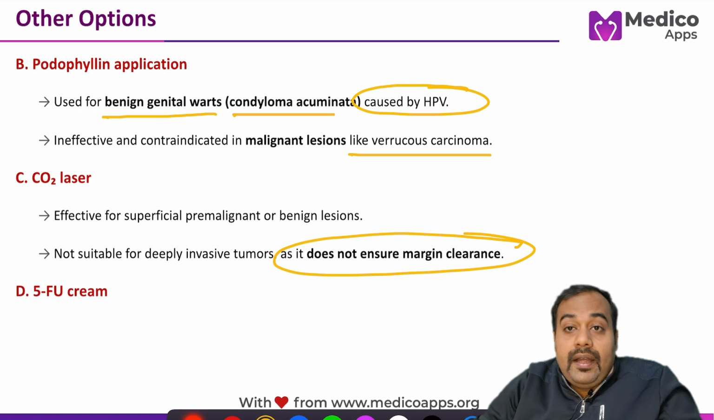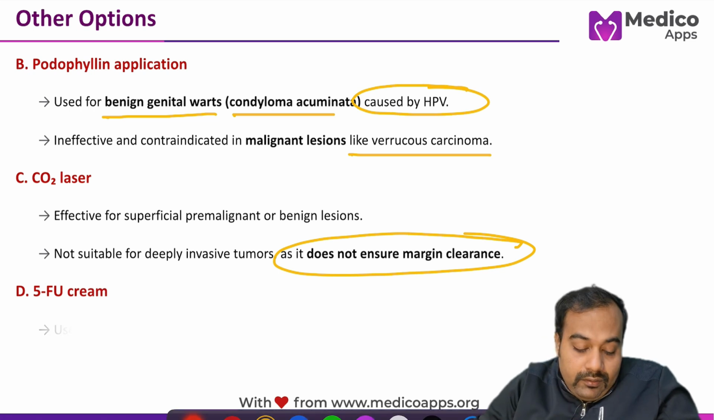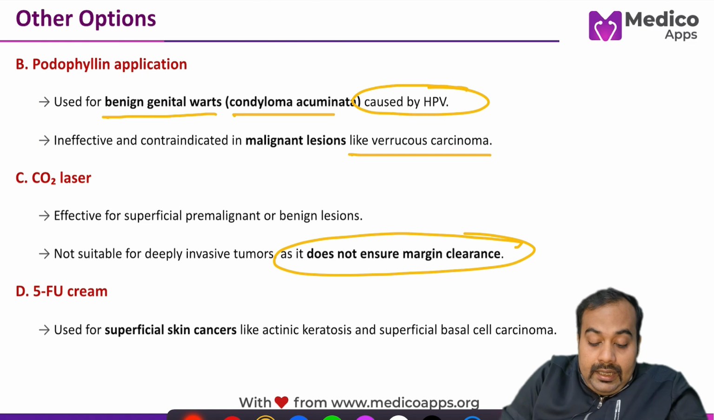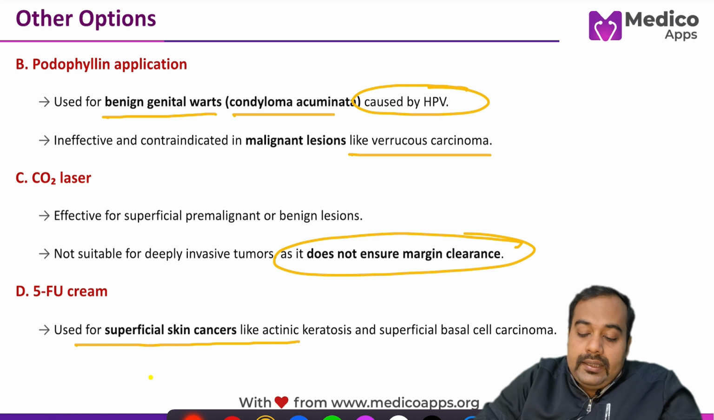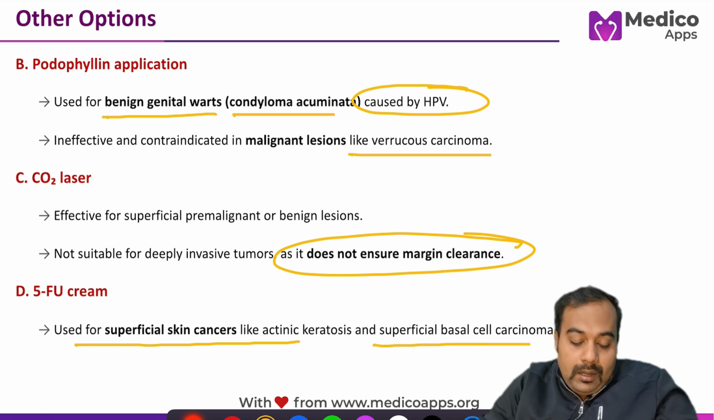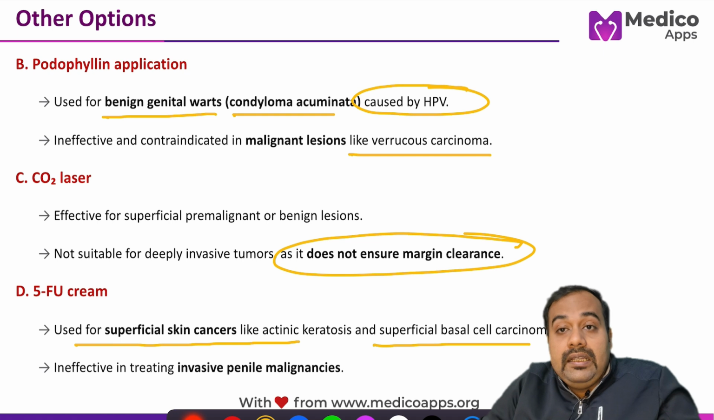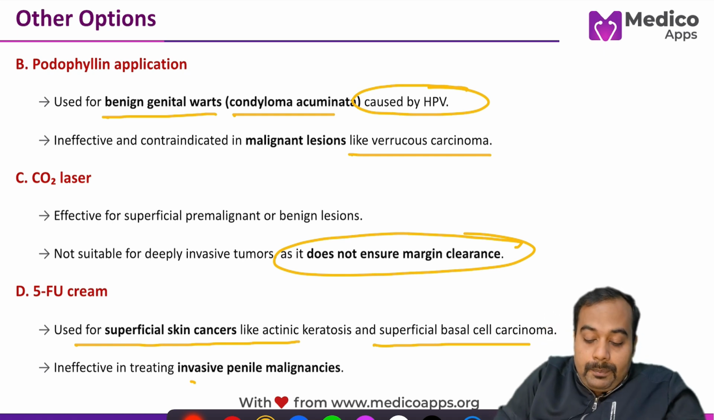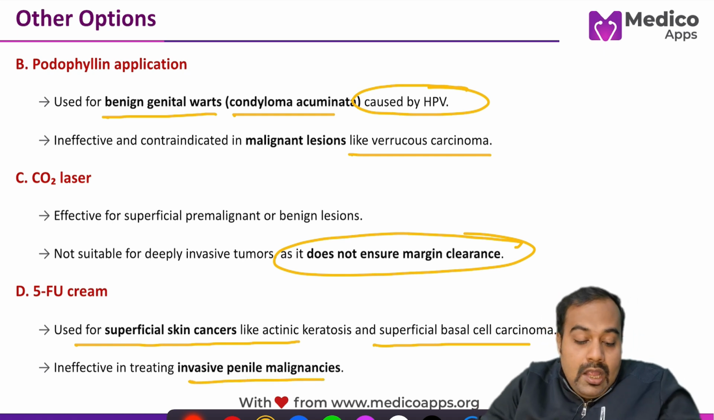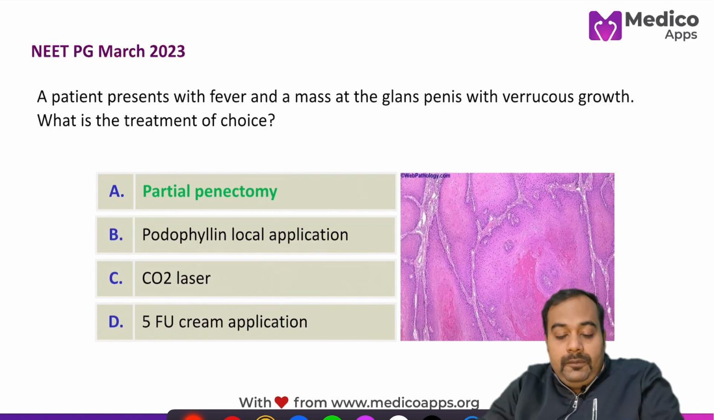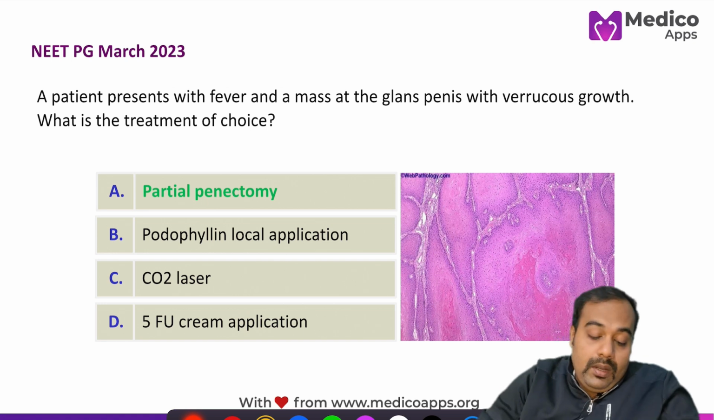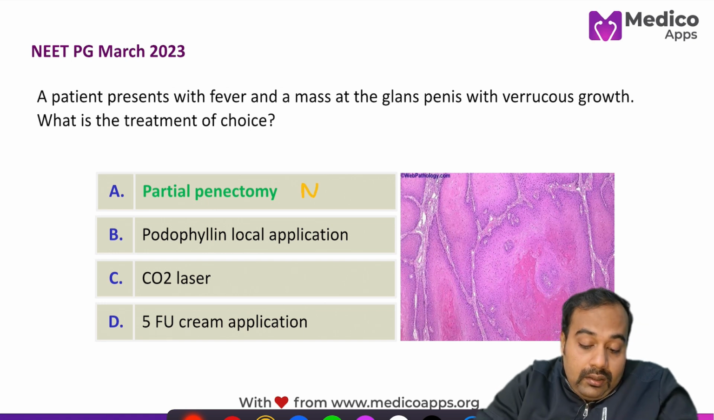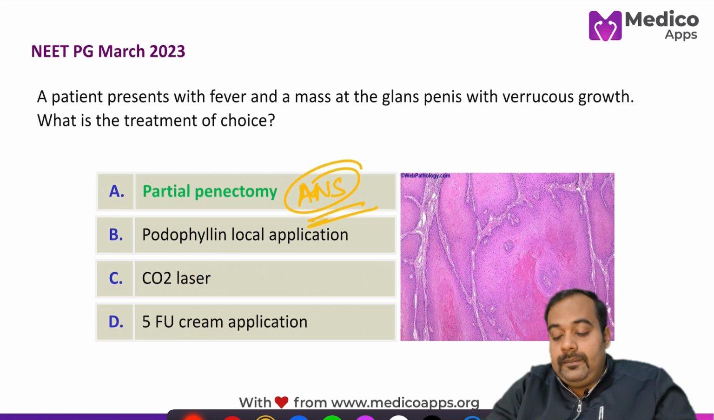Then we have the 5-fluorouracil cream. You have to understand that it is used for superficial skin cancers like actinic keratosis and superficial basal cell carcinoma. It is ineffective in treating invasive penile malignancy. So from this question we can easily conclude that this is a case of verrucous carcinoma, and we should always go with a partial penectomy in such cases.